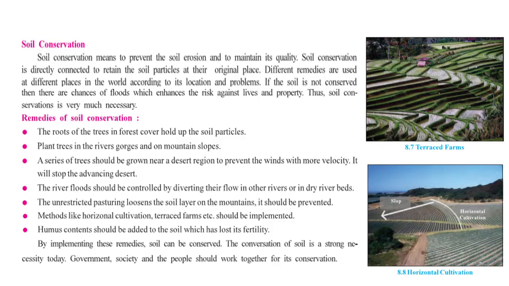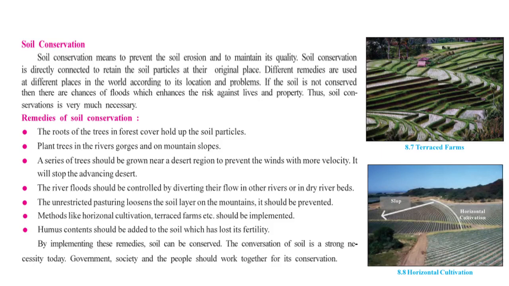The unrestricted pasturing loosens the soil layer on the mountains. It should be prevented. Unrestricted pasturing, I told you, एनिमल्स जो पेस्चरिंग करते हैं, जो खाना खाते हैं, उसको हमें रिस्ट्रिक्ट करना पड़ेगा कि in certain regions only there should be pasturing done. ऐसे जोन्स डिफाइन होने चाहिए जहां पर एनिमल्स अपना ग्रेजिंग कर पाए. हर एक जगह पर we should not permit animals to graze.